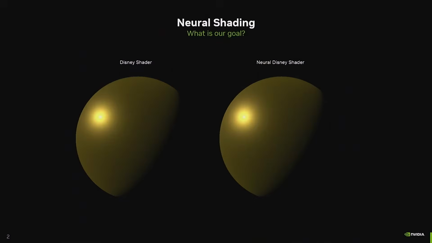So what is our goal in neural shading? On the screen you can see two spheres. The first one is actually shaded with a Disney shader, just a standard one, and the second one on the right is its neural approximation. This is a screenshot from our SDK, so that's how it looks after some training.